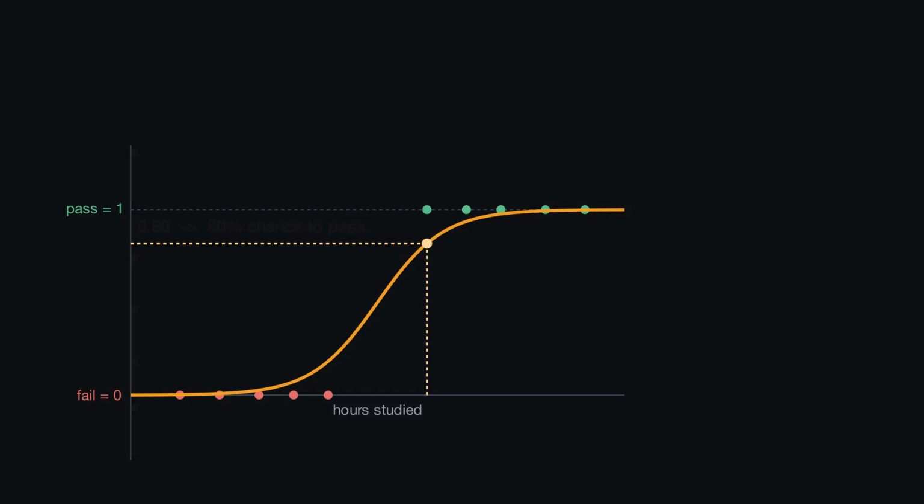Reading it is easy. Take a student who studied 6 hours. Go up to the curve, then across. The height is the answer, about 0.8. The model is saying there is an 80% chance this student passes. Not a flat yes, a calibrated confidence.